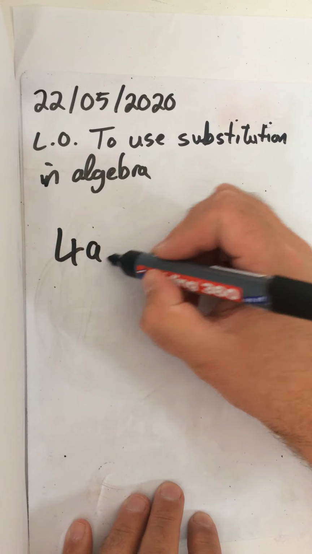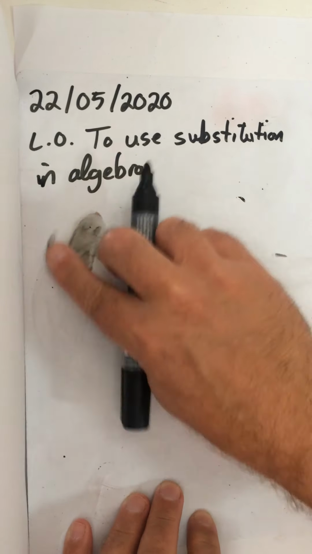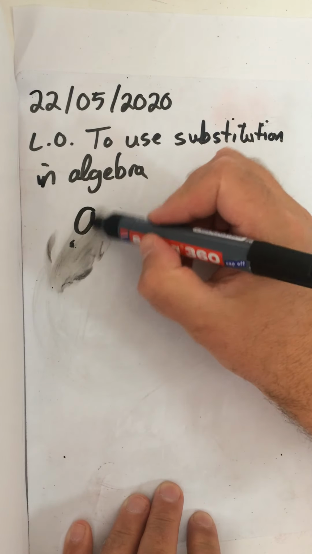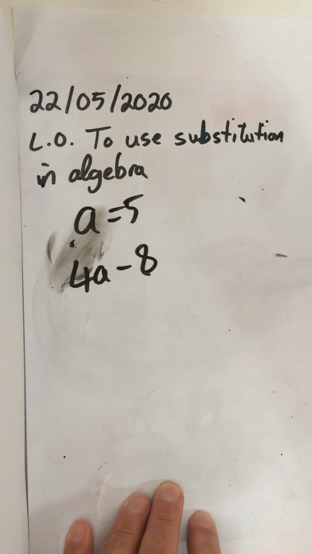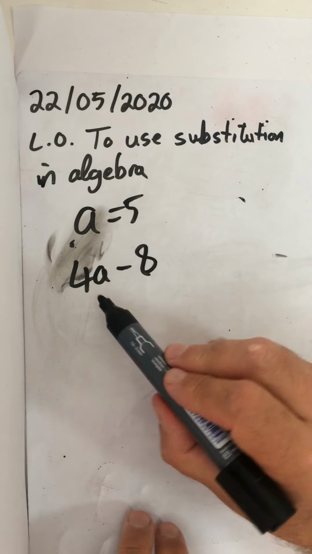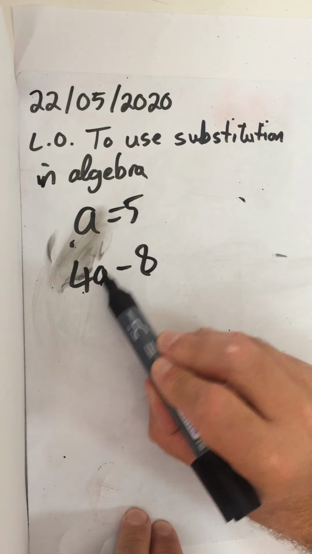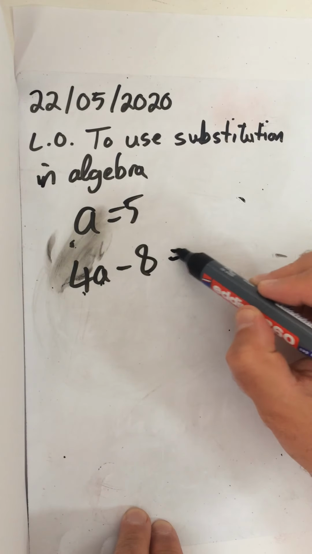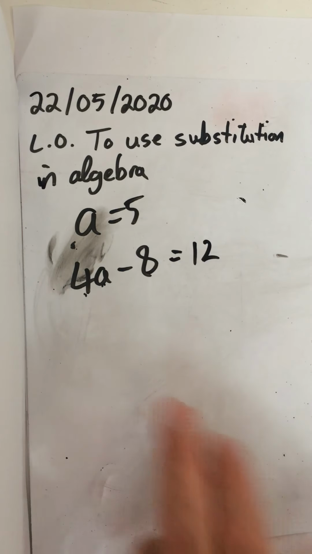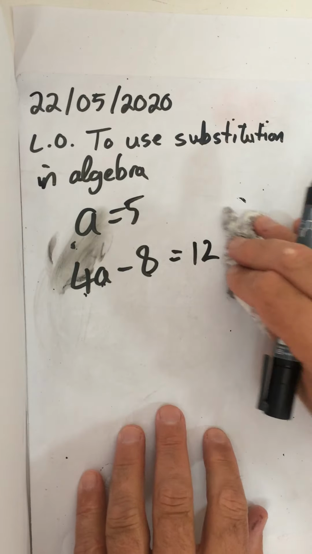Right, 4A take away 8, where A equals 5. 4 times A, which is 5, so 4 times 5 is 20. 20 take away 8 is 12. I'm just substituting the A for 5, aren't I?